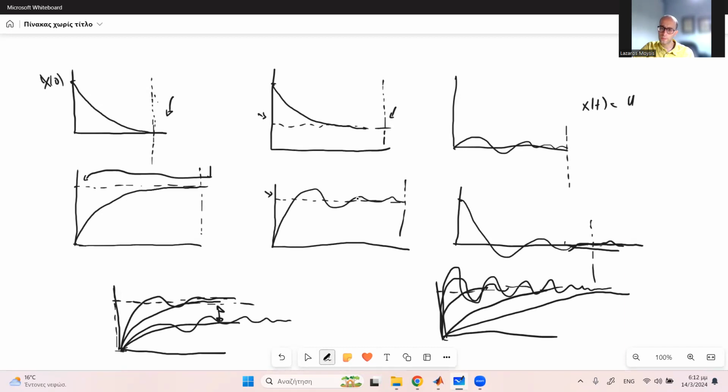Of course, if I write down the solution of the system, for example under a step input, you will see that this term doesn't die out. So this is a term that corresponds to steady state behavior, a steady state response. And this is a term that eventually dies out. So this term corresponds to the transient response of the system because this eventually goes to zero.